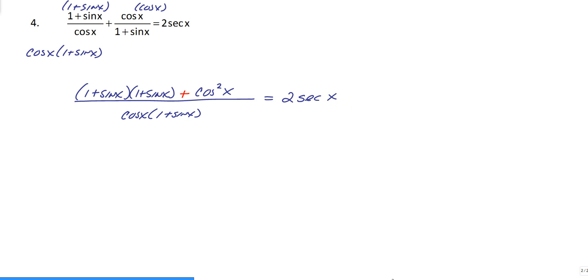So the next thing you're going to have to do is FOIL the top over here. And if we FOIL that, we're going to have 1 times 1 is 1. And then 1 times sine and 1 times sine is going to give us 2 sine x. And then, of course, sine x times sine x is going to give us sine squared x plus, and we already have our cosine squared x. That's equal to 2 secant x.